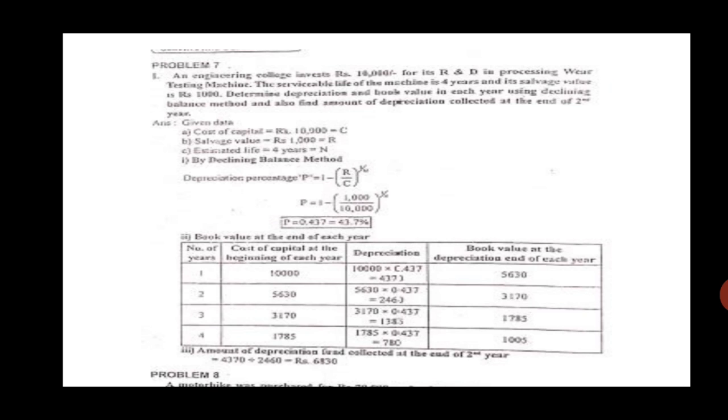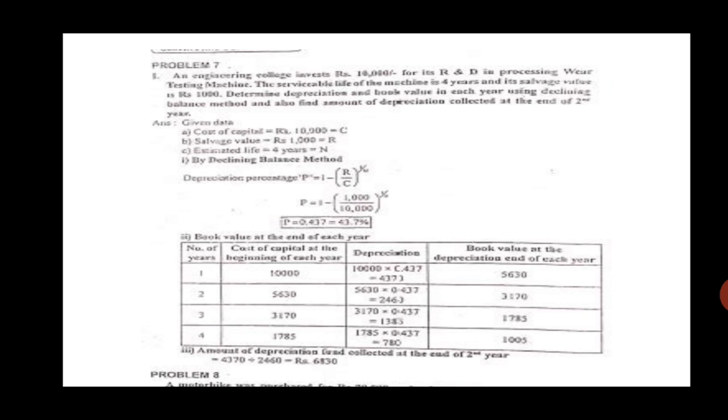Now we will see a simple numerical here. An engineering college invests rupees 10,000 for its R&D in procuring a VR testing machine. So for laboratory research and development, they are buying an equipment, a VR testing machine, costing rupees 10,000. This is a capital cost. The serviceable life of the machine is 4 years, and the salvage value is rupees 1,000.